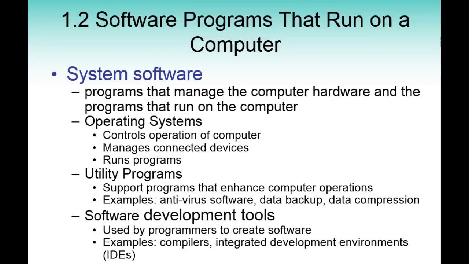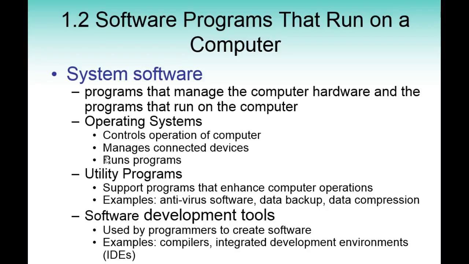In this video, I'm just going to talk a little bit about some of the topics in both Section 2 and Section 3 of Chapter 1. I want to talk a little bit about system software. There's some different categories of system software, and system software really manages the computer hardware and the programs that run on the computer. The most common type of system software you're probably familiar with is operating systems, like Windows, which allow us to control our computer and manage our devices, and it runs our programs for us.